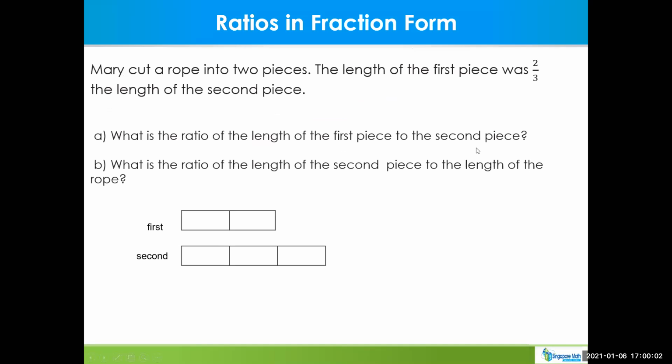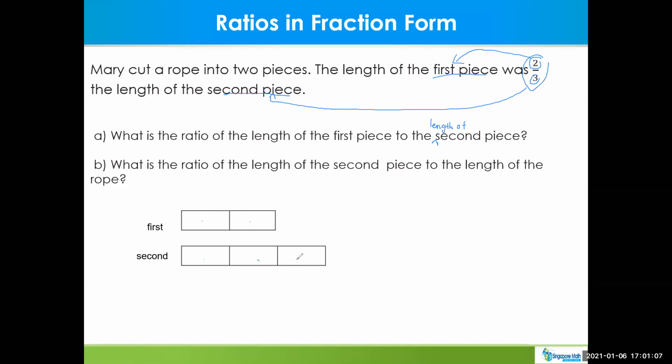Now, this one's slightly different. Mary cut a rope into 2 pieces. The length of the first piece was 2/3 the length of the second piece. What is the ratio of the length of the first piece to the length of the second piece? What we see here is a fraction, and in this fraction they're actually comparing. This is a ratio, because this 2 is the quantity for the first piece, and this 3 is the quantity for the second piece. So the first piece has 2 units, 1, 2, and the second piece would be 3 units. Is this clear?